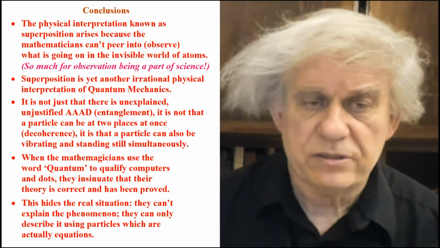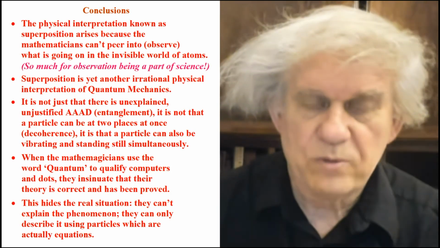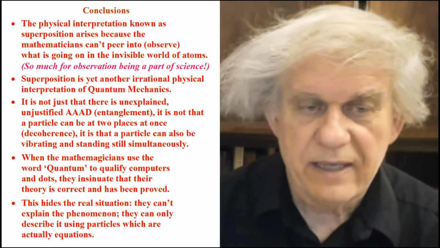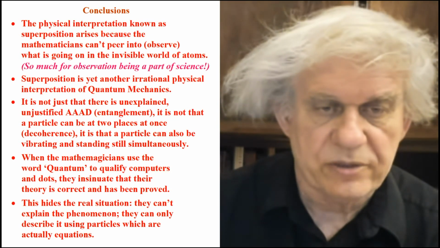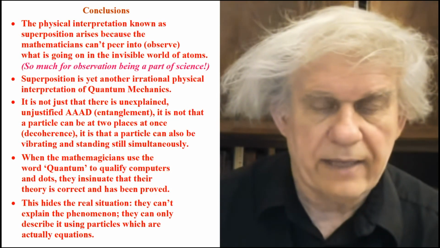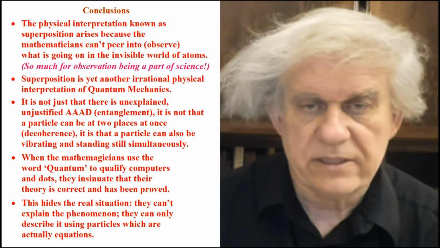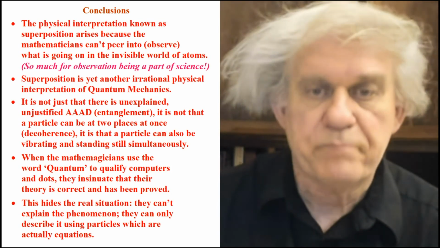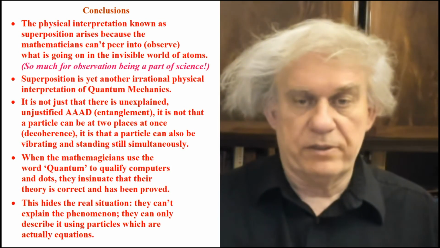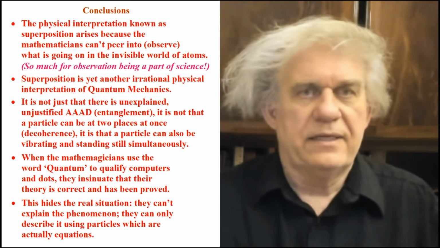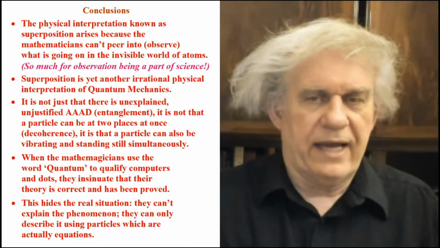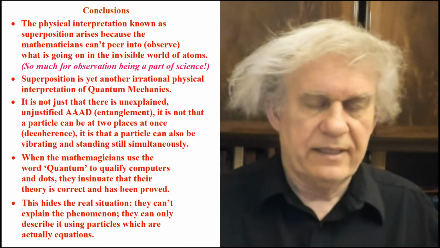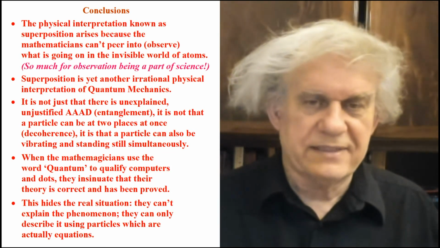When the mathematicians use the word quantum to qualify computers and dots and all that technology they're developing, right? They insinuate that their theory is correct and has been proved. And a lot of people take it like that because they say, well, why would they call it a quantum computer if they have not proved quantum mechanics? Obviously, the existence of the computer, the fact that you have a computer, you can use it, is proof, evidence that the theory is correct, for otherwise you wouldn't have the computer. That's the reasoning these people have. And that's absolutely not true. One thing has nothing to do with the other.